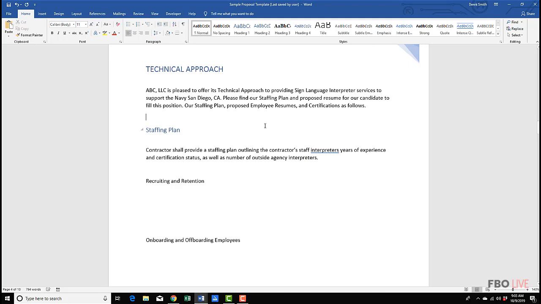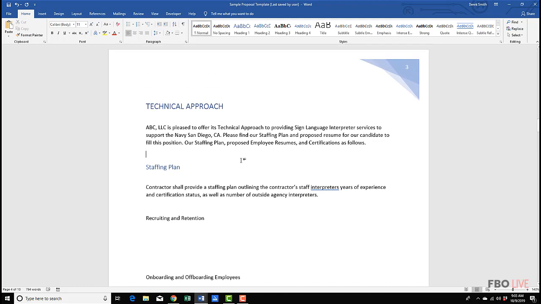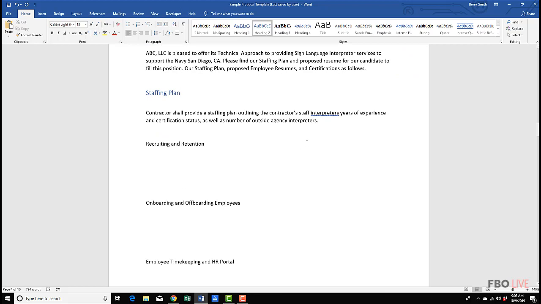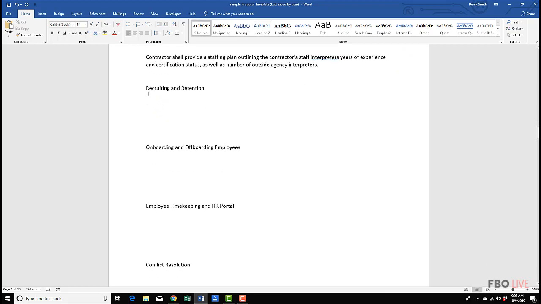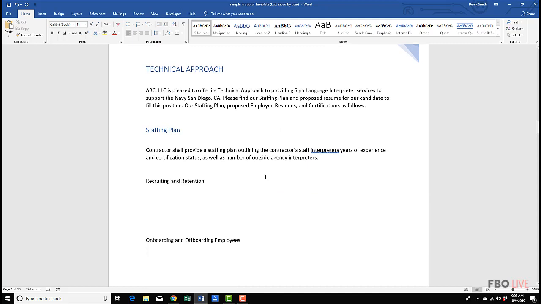As follows. So we kind of have our technical approach teed up here. It's a staffing plan, resumes, and certifications. Those are going to be the 3 subsections. So again, our staffing plan, you can use these subsettings. I'm going to leave them in there, the subsections for recruiting and retention, onboarding, employee timekeeping, conflict resolution. If you have your own staffing plan, feel free to use that.